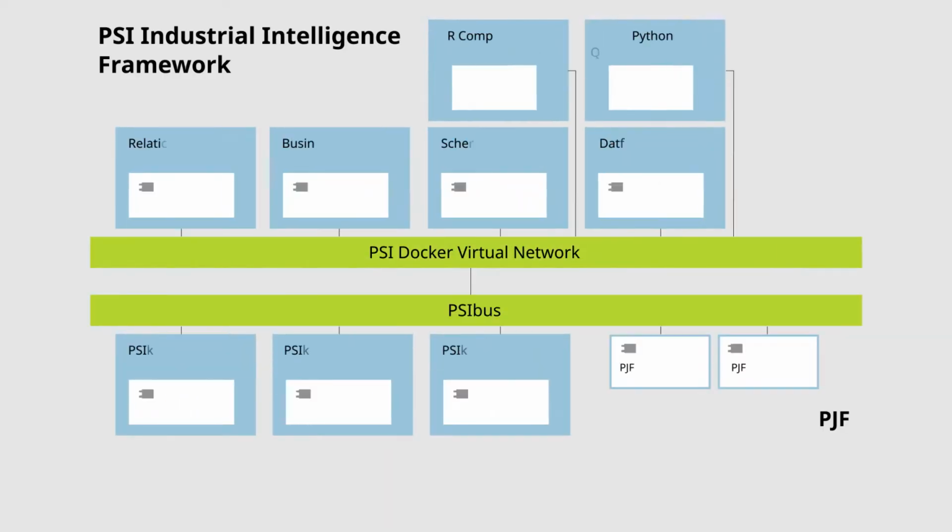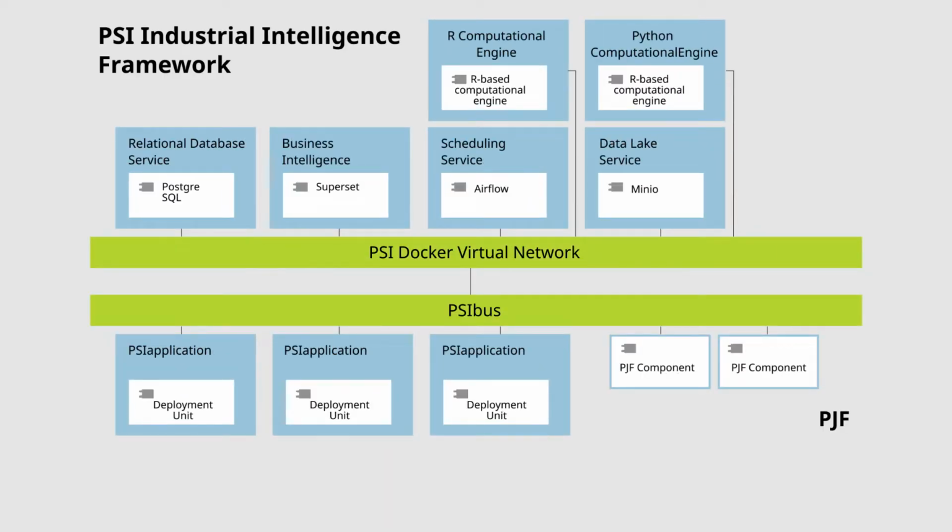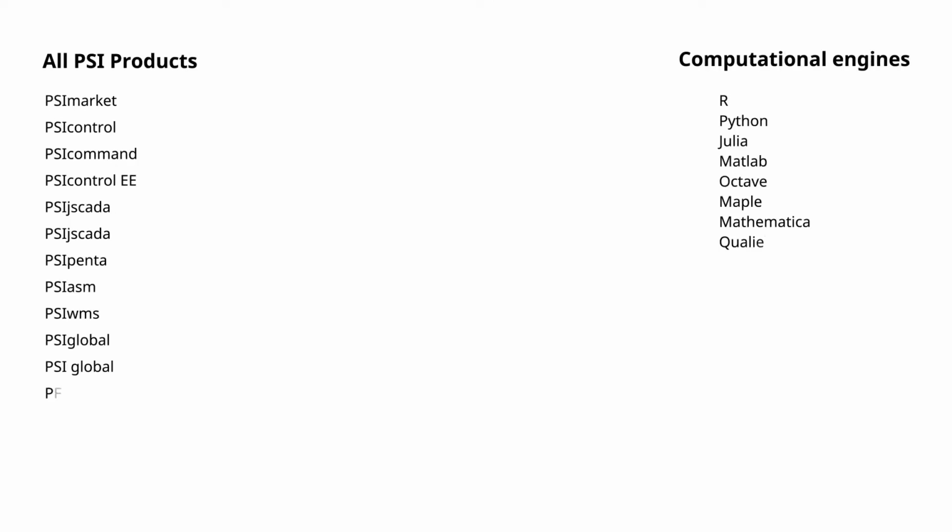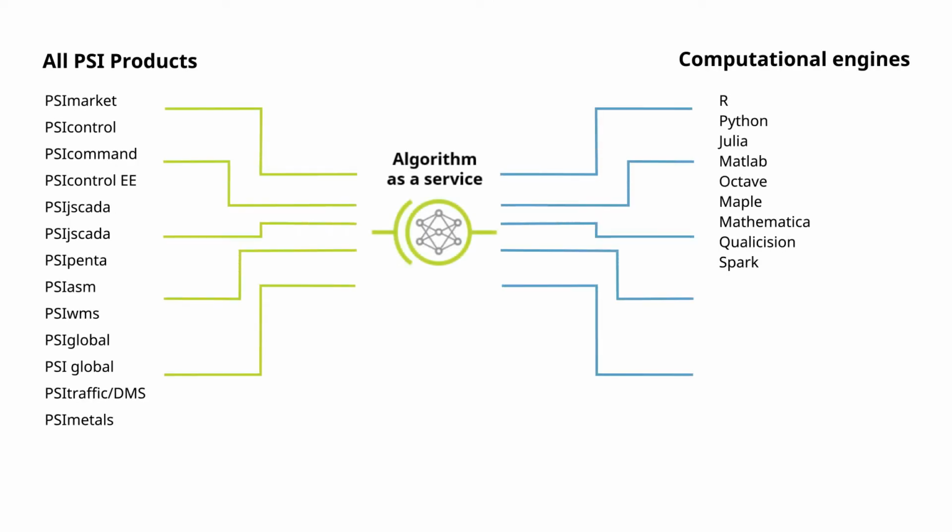PSImetals has an artificial intelligence framework to implement industrial intelligence solutions. This framework connects PSI applications with an open-ended collection of AI and data mining engines such as R, Python or Qualicision. The algorithms are embedded as a service through an enterprise business bus, the PSI bus. Also, PSImetals' predictive quality solution uses machine learning based on this framework.